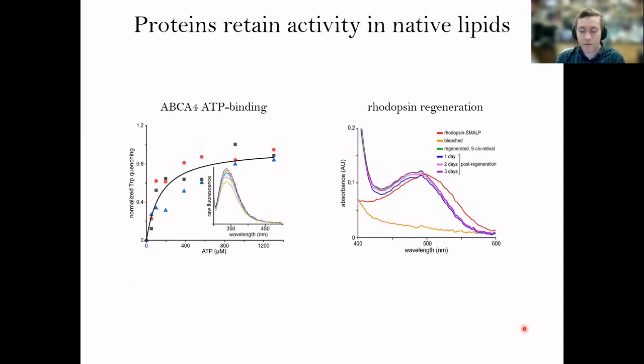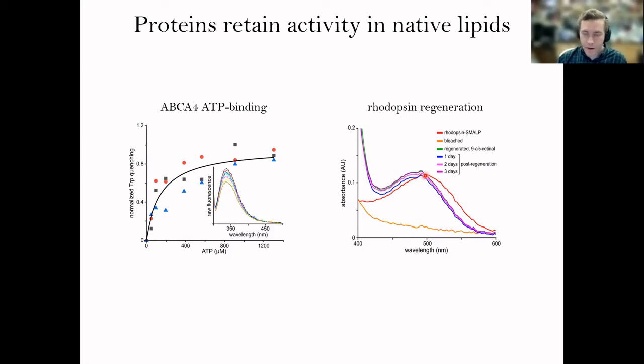So the resulting SMALP proteins, as has been reported before, retain ligand binding abilities, and as you can see here, ABCA4, an ATP binding cassette protein, was able to bind in a saturable manner to ATP, as you can see here in this tryptophan quenching assay. And regarding rhodopsin, we were also very encouraged by seeing that the purified in the dark rhodopsin, which has a characteristic absorbance peak when it's bound to that molecule of 11-cis retinal, gives a characteristic absorbance peak at 500 nanometers.